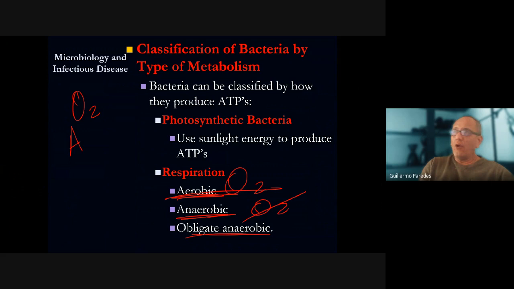Aerobic can be basically gram positive, just to mention, I'm not going to ask that. Anaerobic can be gram positive and gram negative. Obligate anaerobic are going to be mostly gram negative. But at this moment, to recap, the only thing I want you to know is aerobic, anaerobic, period. That's it. Aerobic, anaerobic. You okay with that?